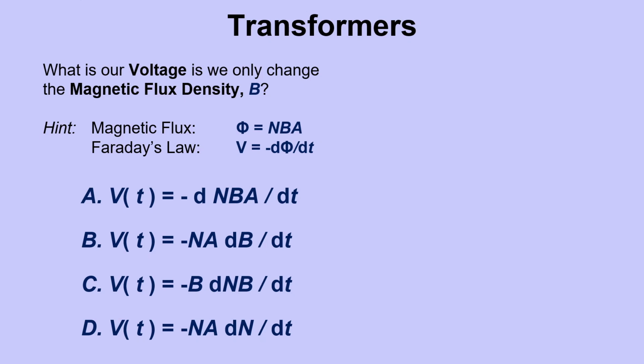If you're not sure about this one, it's actually exactly the same idea as we saw with the electrical generator. It's just that in the generator, we were keeping the number of loops of wire fixed and changing the area. Now we're keeping the area fixed and the number of wires fixed, and we are just changing the magnetic field intensity. So see which one of those is going to give us the correct voltage versus time if we're only changing the magnetic field intensity.